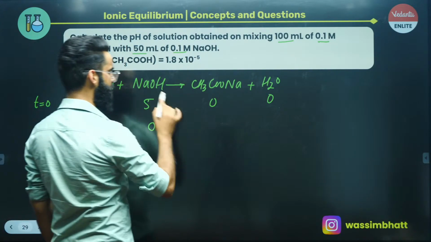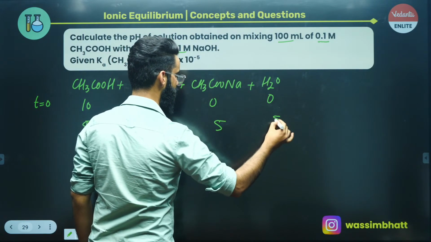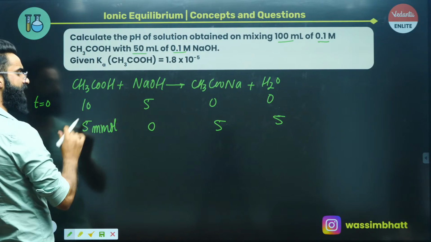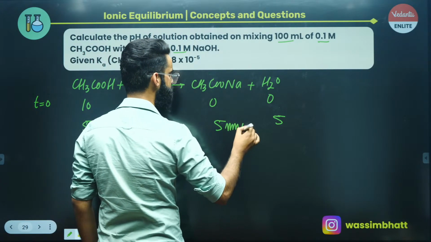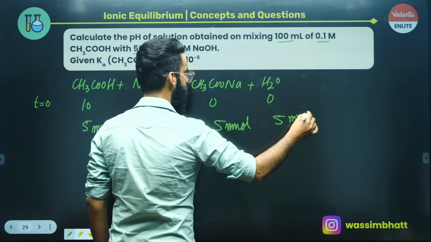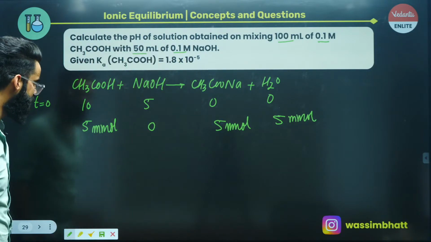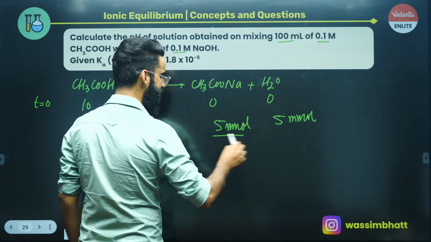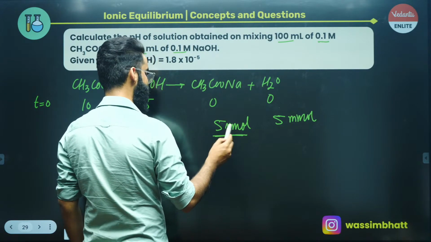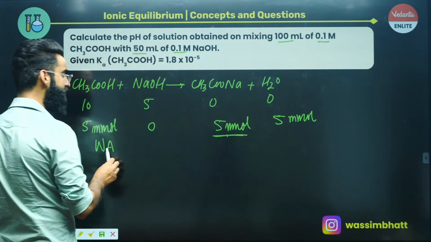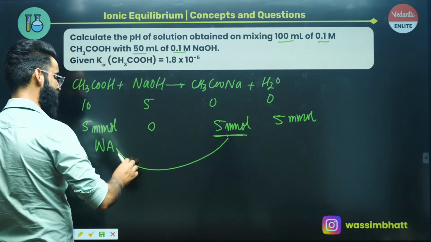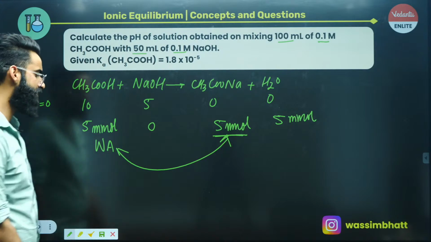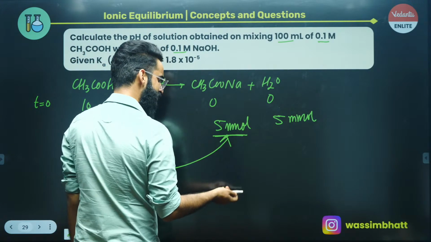Now, 1 mole gives 1 mole. From 5 millimoles, you'll be getting 5 millimoles, and you'll be getting 5 millimoles of this one as well. So finally, in the container, you're left with 5 millimoles of acid, 5 millimoles of the salt, and 5 millimoles of water as well, right? Now, people, in the container you are left with a weak acid, and the salt of the same weak acid with a strong base, right? Weak acid and the salt of the weak acid with a strong base. So finally in the container I'm getting an acidic buffer.